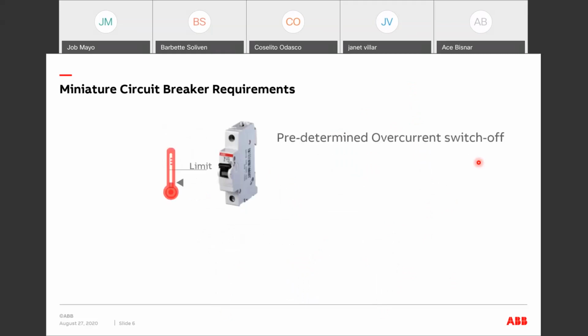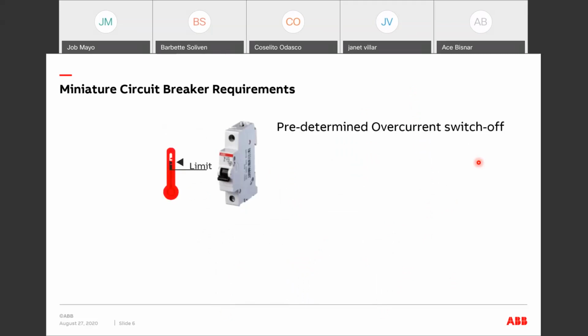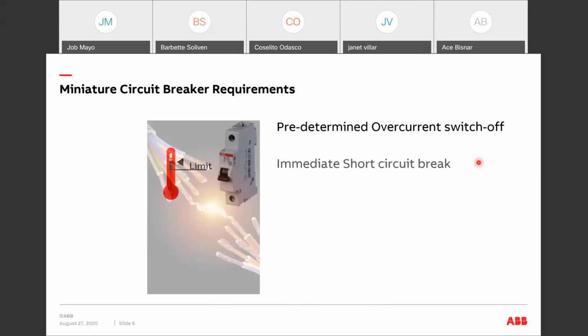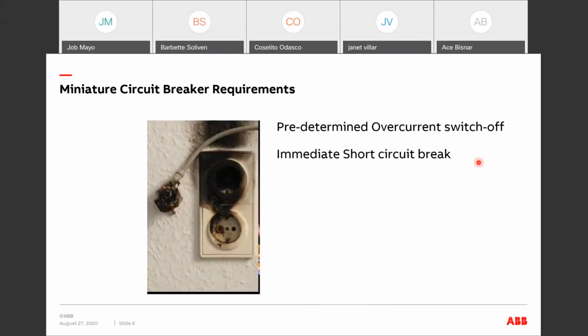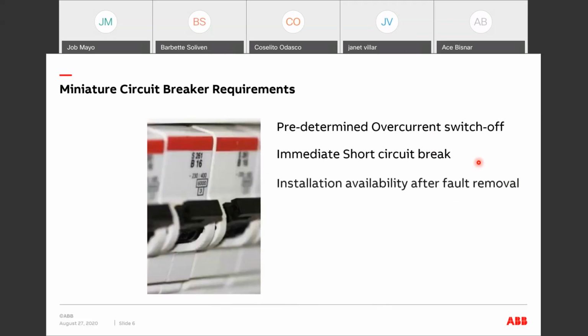Basically, a miniature circuit breaker functions as a switch-off during predetermined overcurrent. It also functions as an immediate short circuit break to protect the wires. And at the same time, which I think was the key point during the time of development, is the availability after fault removal, which was not possible using fuses. So basically, this was the innovation then: the availability after fault removal.